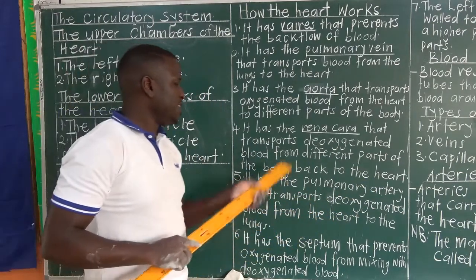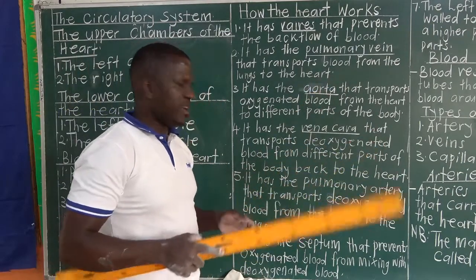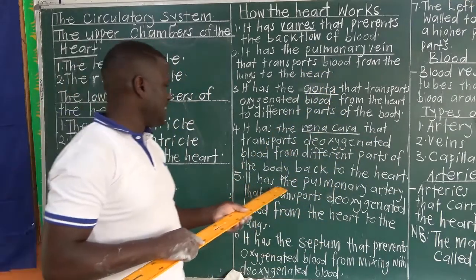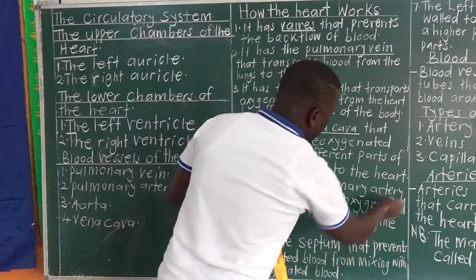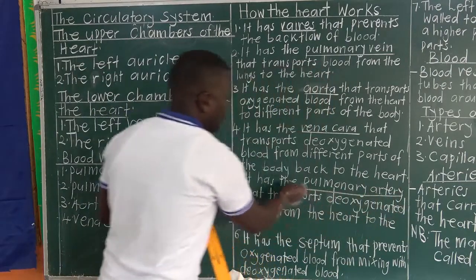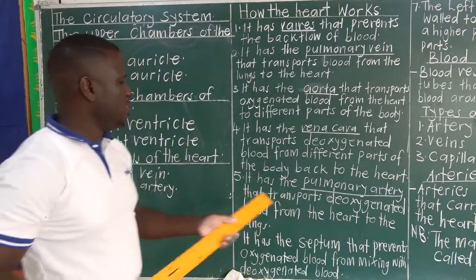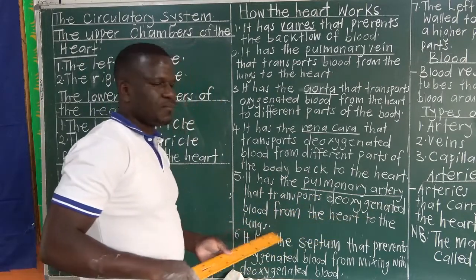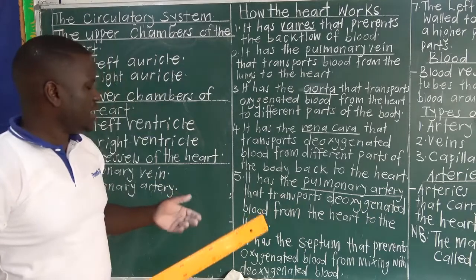Then from the heart, this blood is going to the lungs through the pulmonary artery. So the heart has the pulmonary artery. The heart has the pulmonary artery that transports the deoxygenated blood from the heart to the lungs. So that's how the heart works.